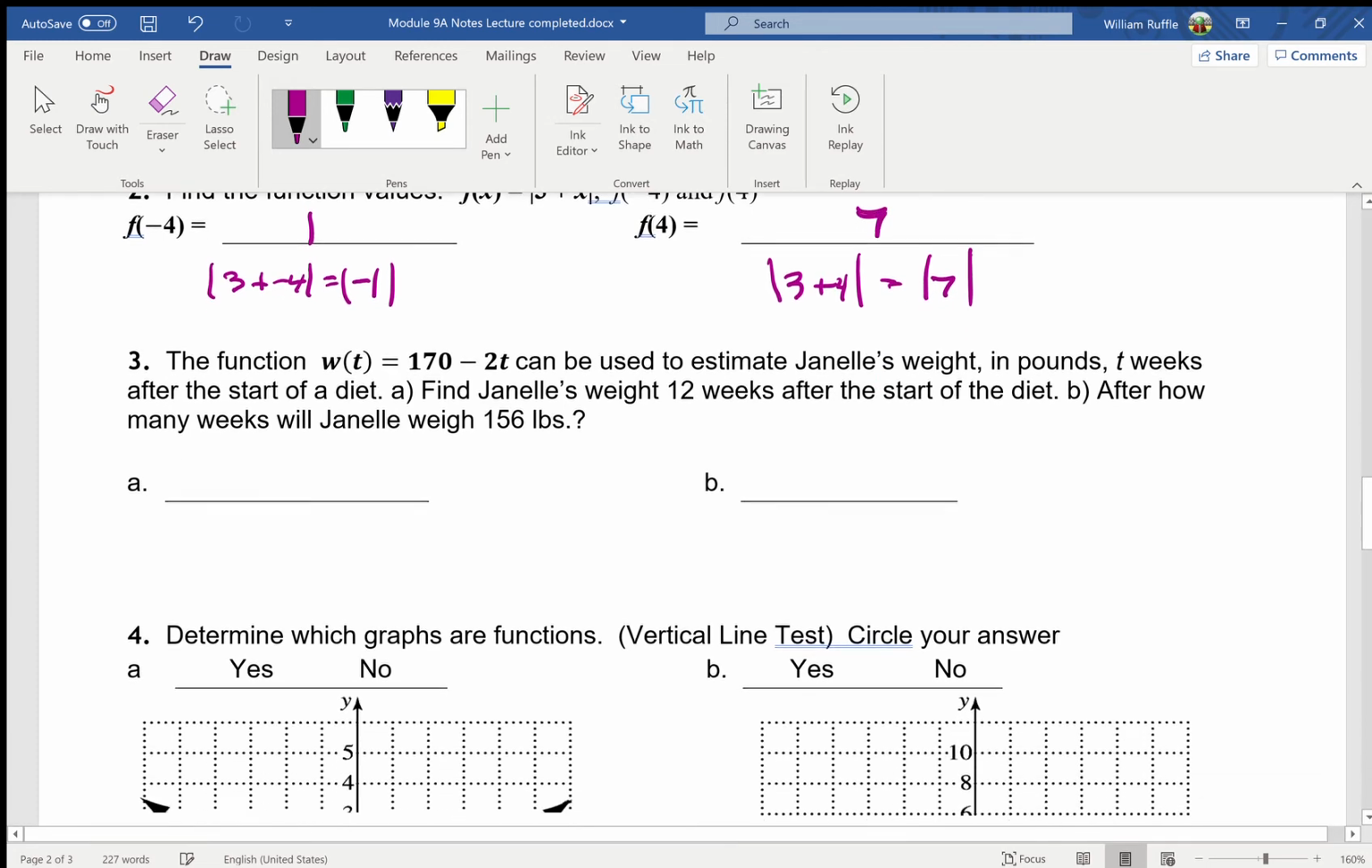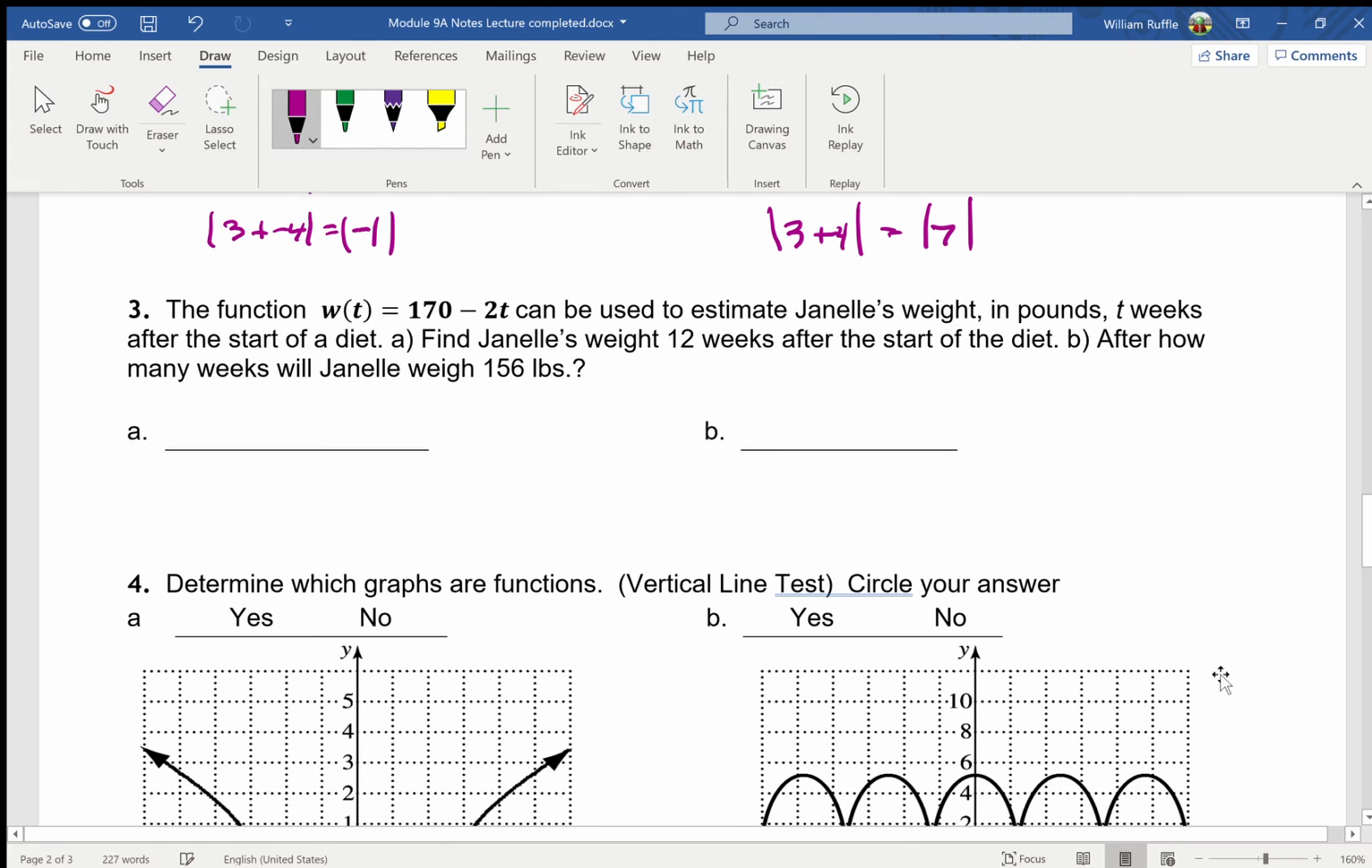And this next one, we just have a little function formula here. We're trying to determine Janelle's weight in pounds T weeks after the start of a diet. So find Janelle's weight 12 weeks after the start of the diet. T is in weeks, so I'm just going to do 170 minus 2 times 12. If I put that in the calculator, I get 146 pounds.